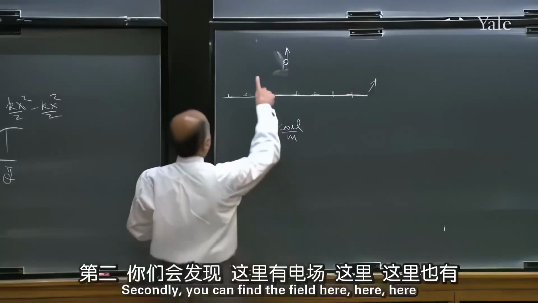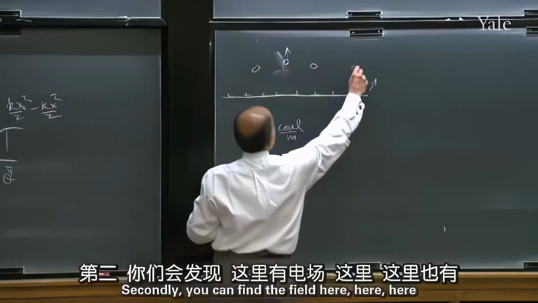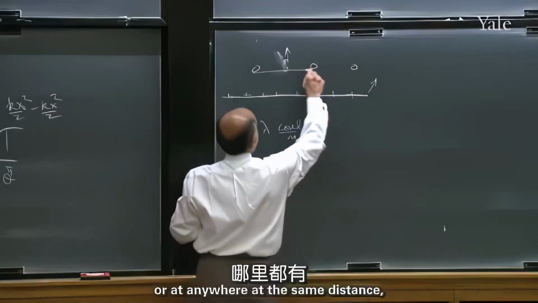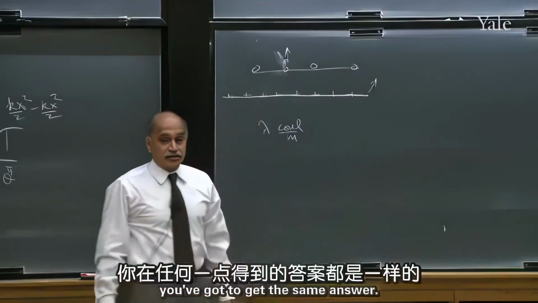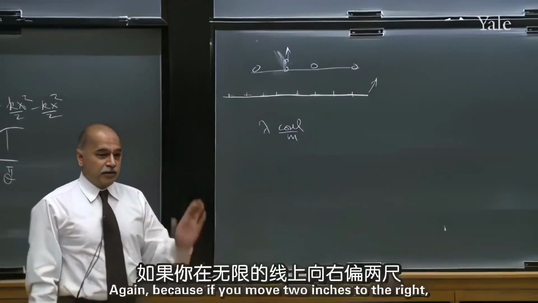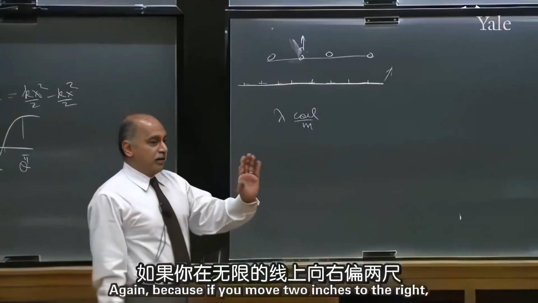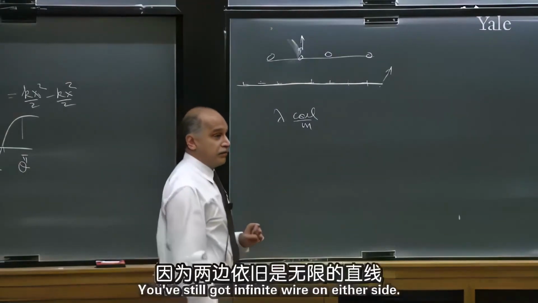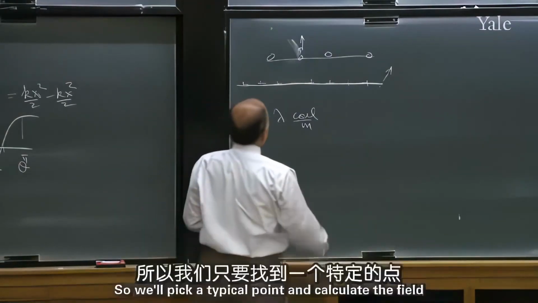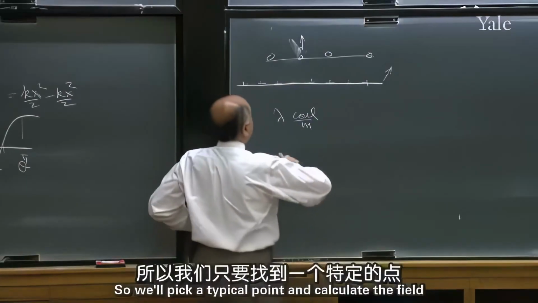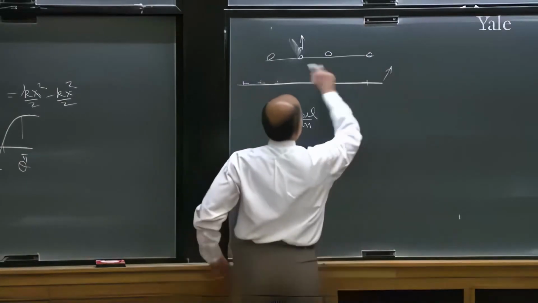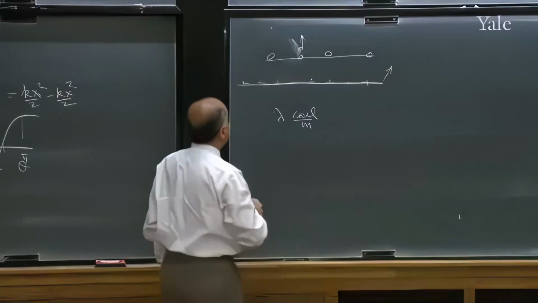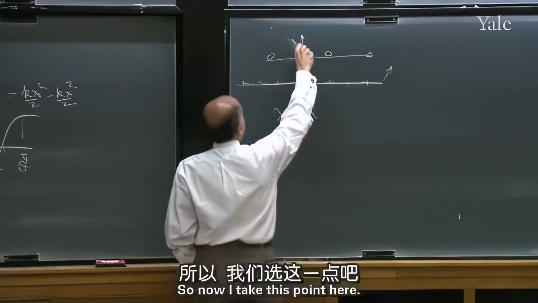Secondly, you can find the field here, here, here, or anywhere at the same distance. You've got to get the same answer. Again, because if you move 2 inches to the right, it doesn't make any difference to an infinite wire. You still have an infinite wire on either side. Okay, so we'll pick a typical point and calculate the field, and we know that answer is going to be good throughout that line. So now I take this point here.